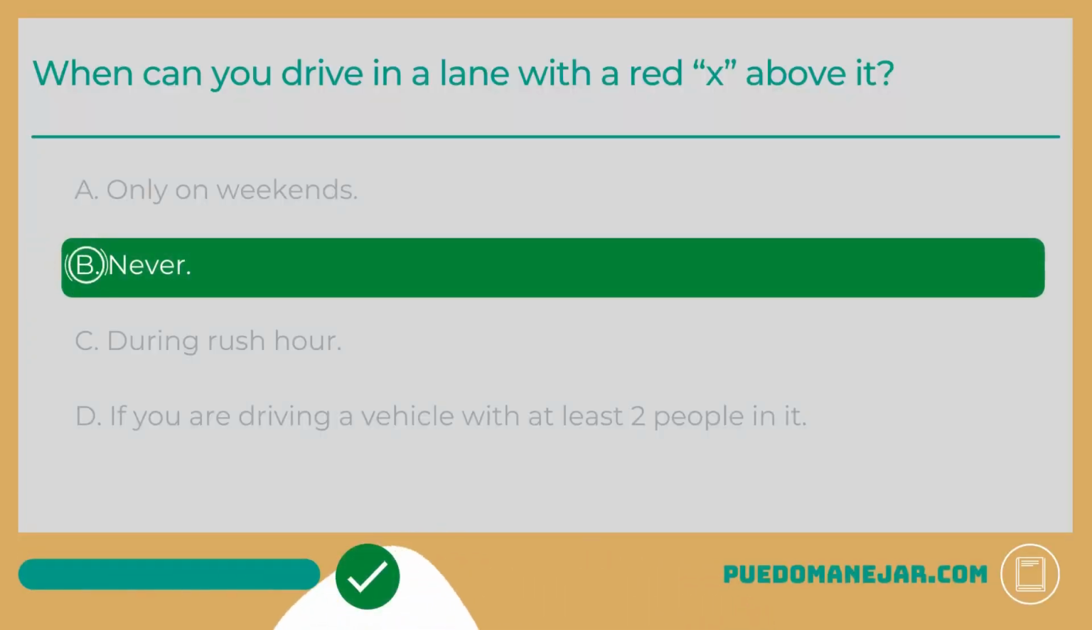When can you drive in a lane with a red X above it? B. Never. Lane use control signals are types of traffic lights to control the flow and direction of traffic in specific lanes. These are common on highways with reversible lanes, toll booths, parking garages, and freeway entrance ramps. On freeways with reversible lanes, lane use signals are designed to help improve traffic during rush hour. When you are driving on a highway with lane use control lights, do not enter a lane with a red X.